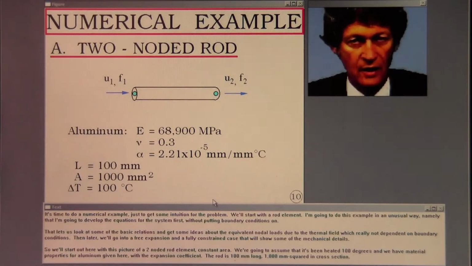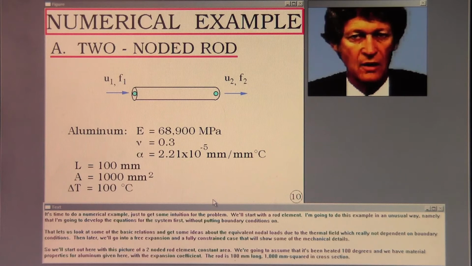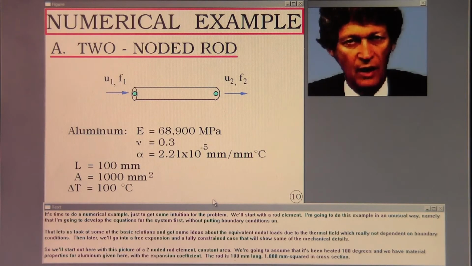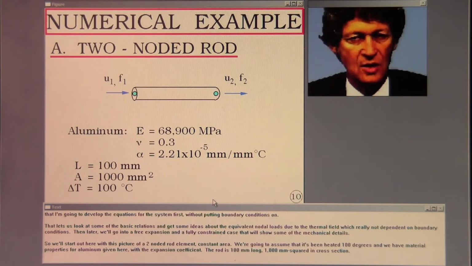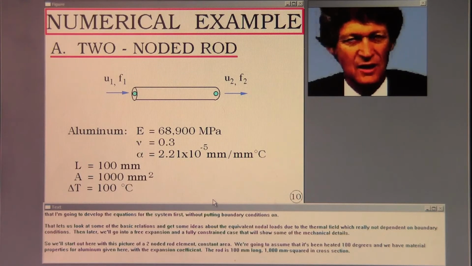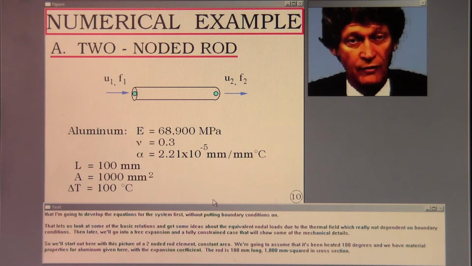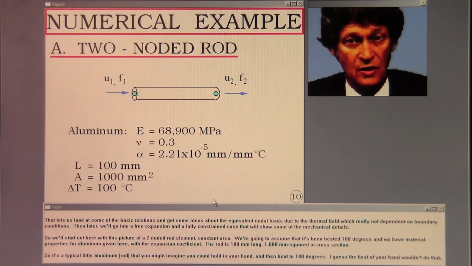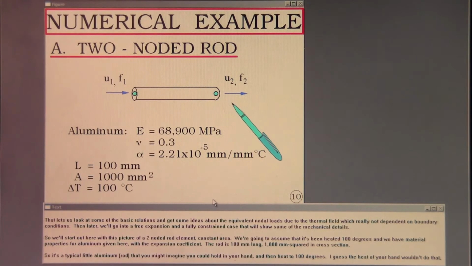It's time to do a numerical example just to get some intuition for the problem. We'll start with a rod element. I'm going to do this example in an unusual way, namely that I'm going to develop the equations for the system first without putting boundary conditions on. That lets us look at some of the basic relations and get some ideas about the equivalent nodal loads due to the thermal field, which are really not dependent on boundary conditions. Then later we'll go into a free expansion and a fully constrained case that will show some of the mechanical details. So we'll start out here with this picture of a two-noded rod element, constant area.